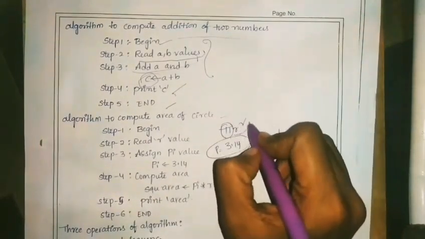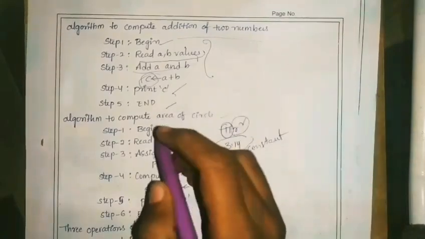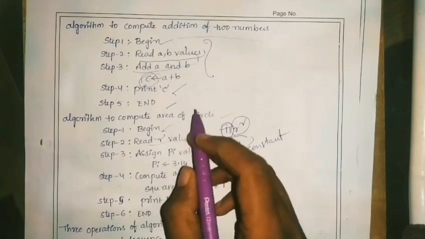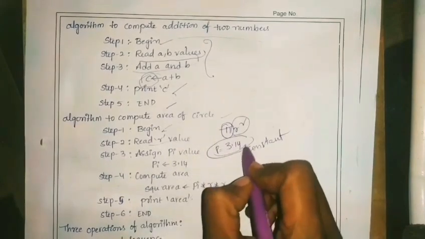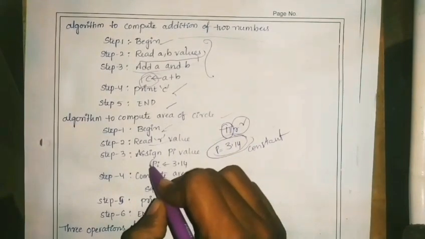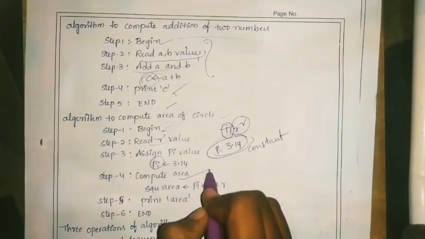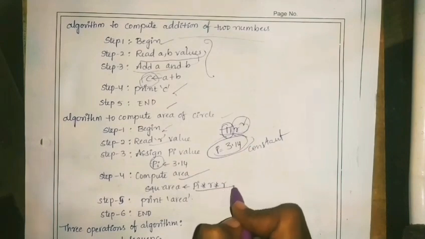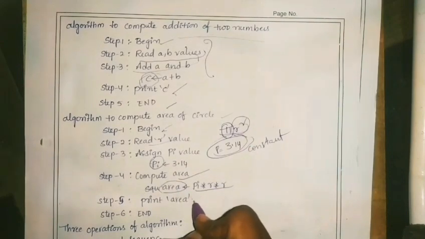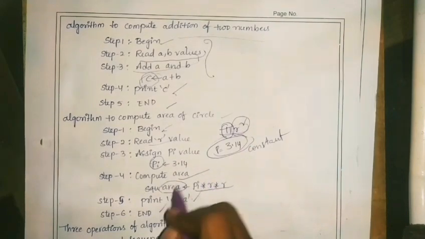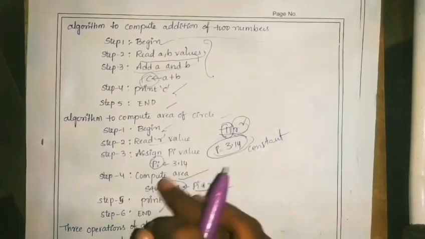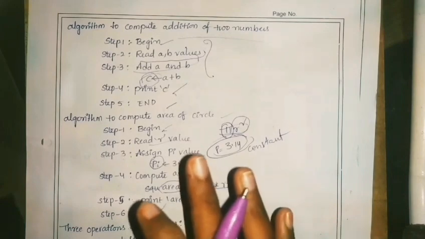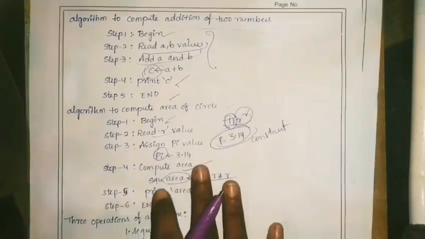Only we have to read the r value. We already know that. First we have to start and read the r value and assign the p value as pi, and then compute the area. We already know the formula, so we assign it to the area, and lastly print the area and end this algorithm. So this is a simple way to represent algorithms of different problems.